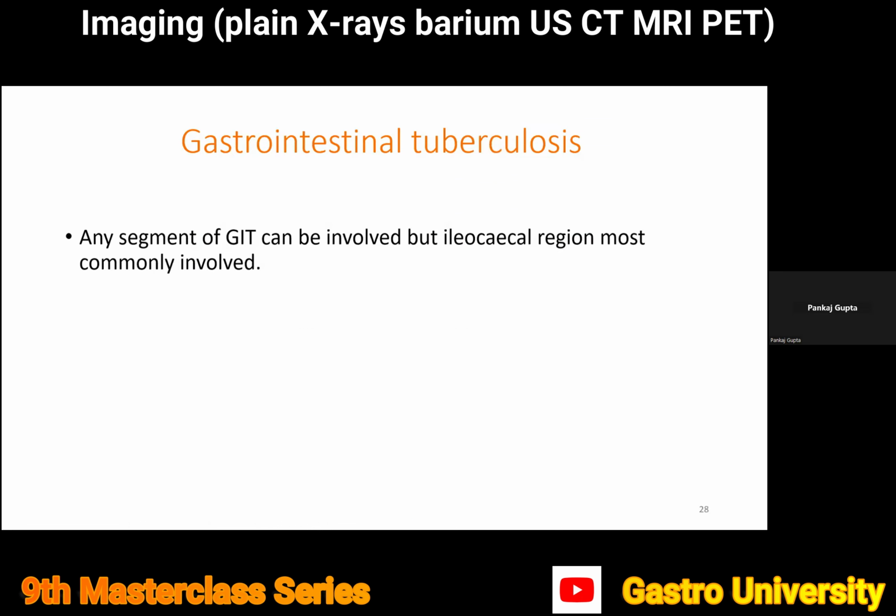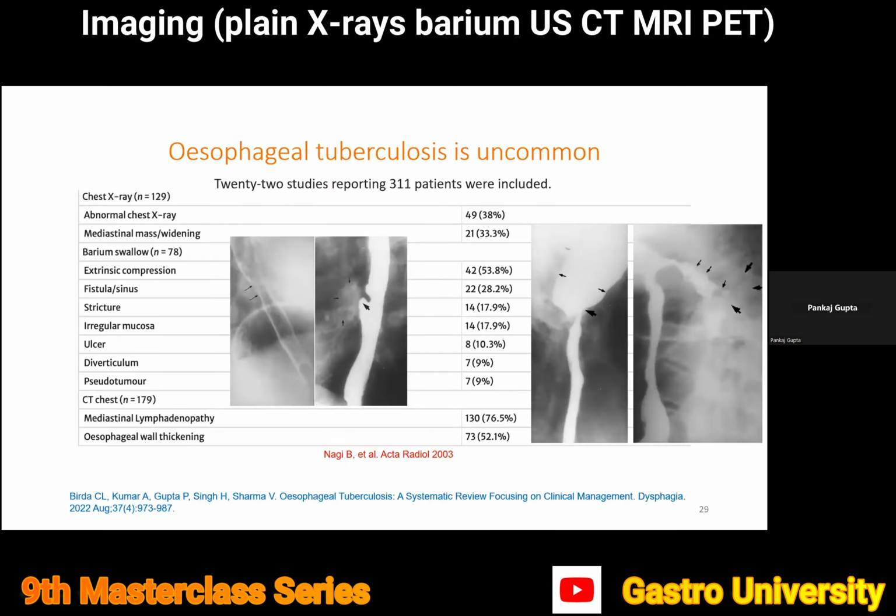Coming to the imaging of GI tract, as previous speakers have told, any part of the GI tract can be involved, though the ileocecal region is the most commonly involved site. Esophageal TB is uncommon, and we recently performed a systematic review. I'm talking just of the imaging findings here, but this was obviously a comprehensive systematic review covering other features also.